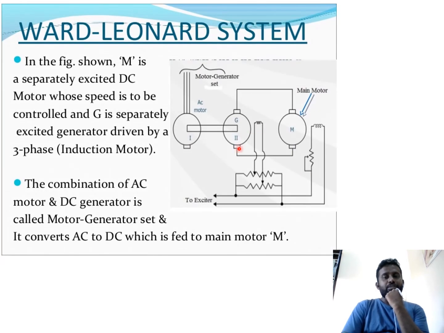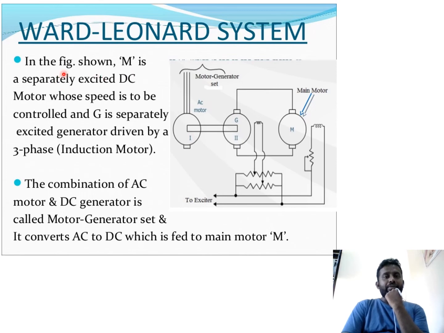This is the arrangement wherein you have a generator and a motor, and in order to run this generator you are connecting an AC motor, and to this you are connecting a main motor. This is the motor connection, and these are the resistors that are connected, by using which you can change the voltage across the armature winding.